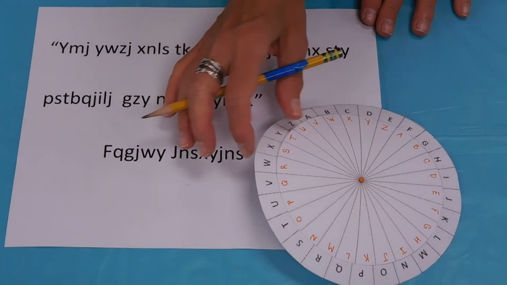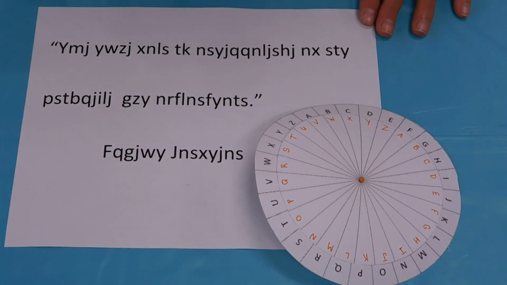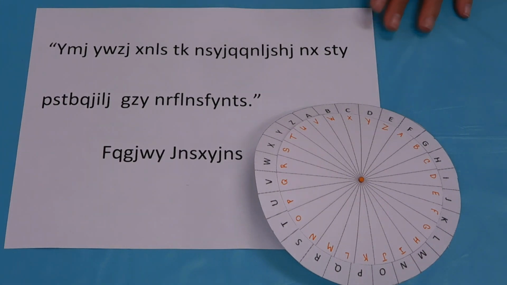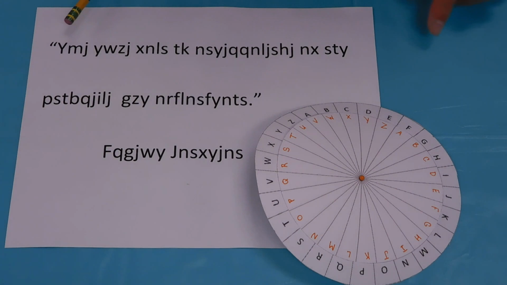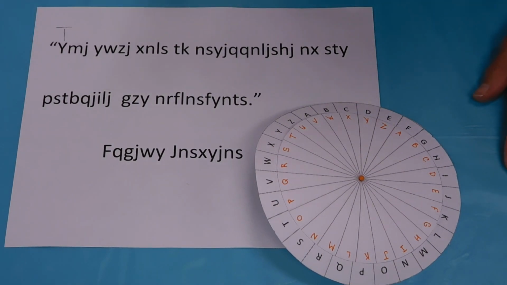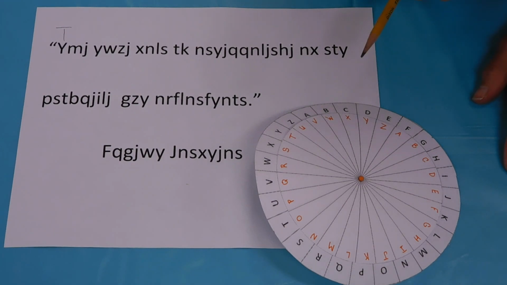I'll start with you, then we'll pause, and then you can continue figuring it out. And if you don't want to, you can just watch. And we'll see what we end up with. So Y, we already said was T. We look at the cipher wheel, M.